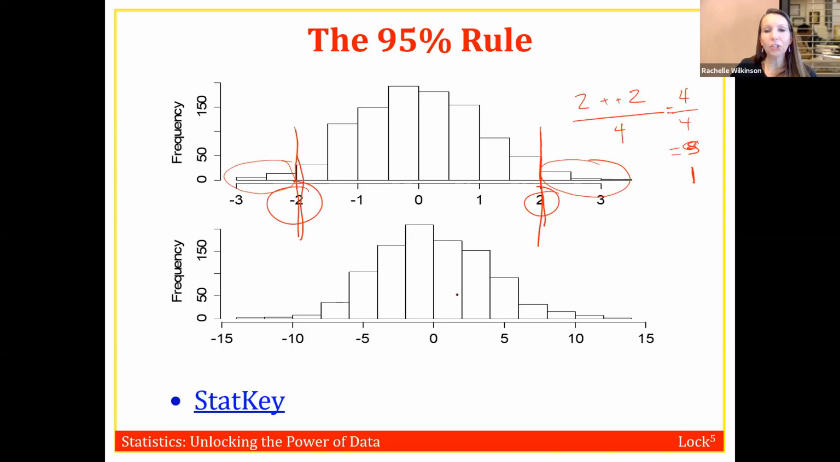Okay, now see if you can look at this bottom histogram here and do the same thing. See if you can eyeball it, see where you would cut off a little bit, not too little, not too much. It's kind of a fine line there, but we're cutting off a little bit on either side and then taking the big number minus the little number divided by 4.